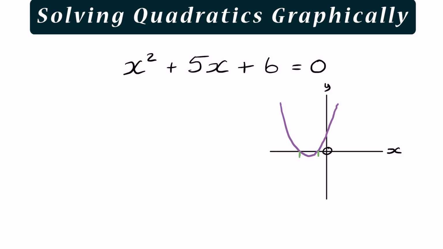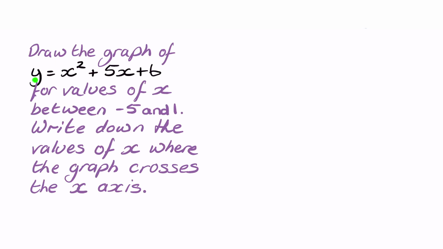And the way we'll usually be asked to solve a quadratic graphically this way is we'll be given a question in which we will be asked to draw this graph from a known set of x values. The question would be something roughly like this, where we're being asked to draw the graph of y equals x squared plus 5x plus 6 for values of x between -5 and 1, then write down the values of x where the graph crosses the x-axis. So let's dive straight in, work through this, and I'll explain the theory as we go.